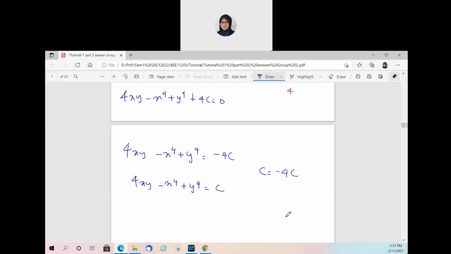Ada soalan? So jawapan tu antara 3 tu je lah. Jawapan tu yang ini, yang bawah sekali. Oh, okay. Doktor, yang negatif 4 tu pergi mana? Negative 4 is a constant, right? Okay, so kita letakkan macam ni. Oh, okay, doktor. Thank you, doktor.